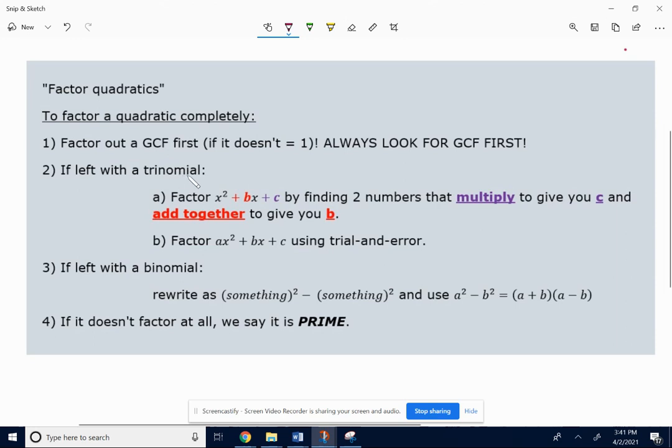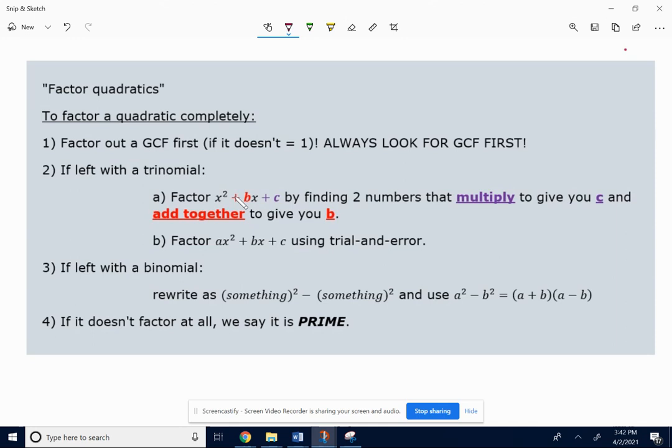If you're left with a trinomial, it could be one of two types. You could have a trinomial where there's no number in front of x squared. Those are the easy ones. Just find two numbers that multiply together to give you the last term and add together to give you the middle term, and then put them after the variable, and you've got it.